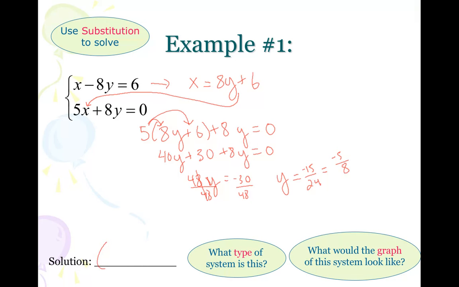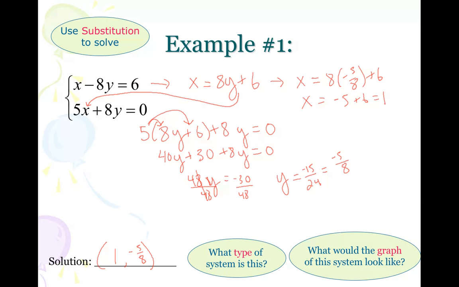So here, I'm going to start to write my solution. It's going to be a point. Then I have to take that and plug it back in. I'm just going to plug it back in this one where I already solved for x. Right, so I've got 8 times negative 5/8 plus 6. That's nice. 8 times negative 5/8 is just going to be negative 5 plus 6 gives you 1. So my solution is 1, negative 5/8.